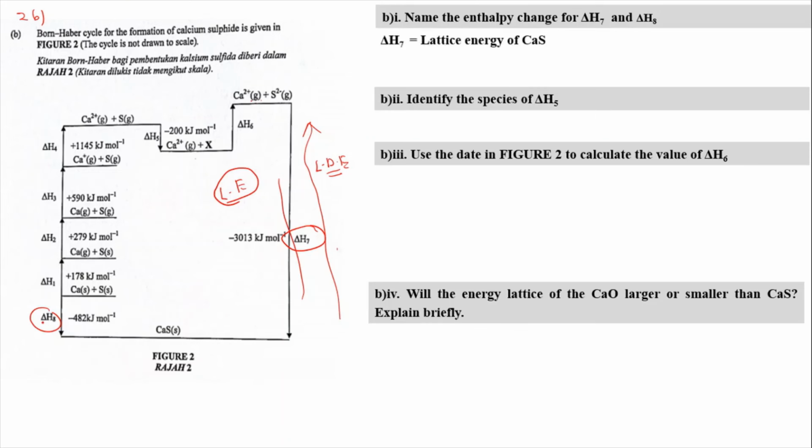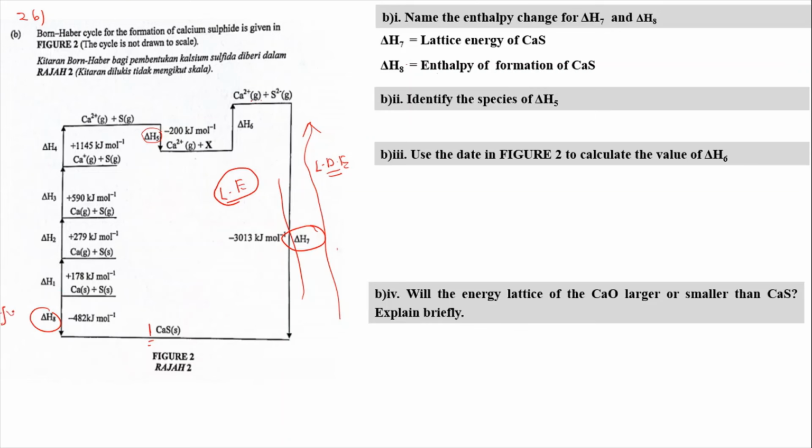Meanwhile, for H8, it involves the formation of 1 mole of ionic solid from its elements. So calcium solid with sulfur solid. So it refers to the heat of formation of calcium sulfide, or known as the enthalpy of formation. Now for B2, we need to identify the species of delta H5. To understand this, let us look into the diagram here.